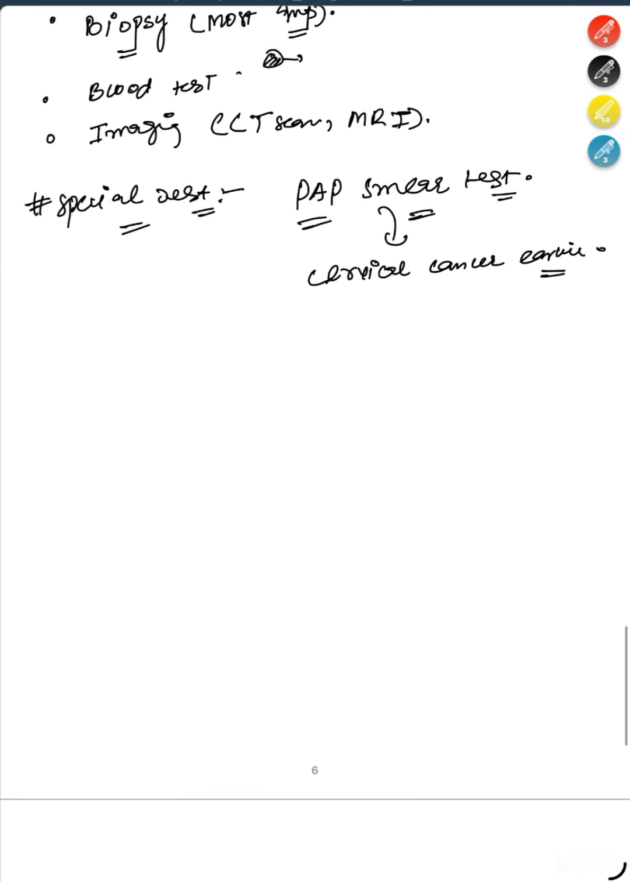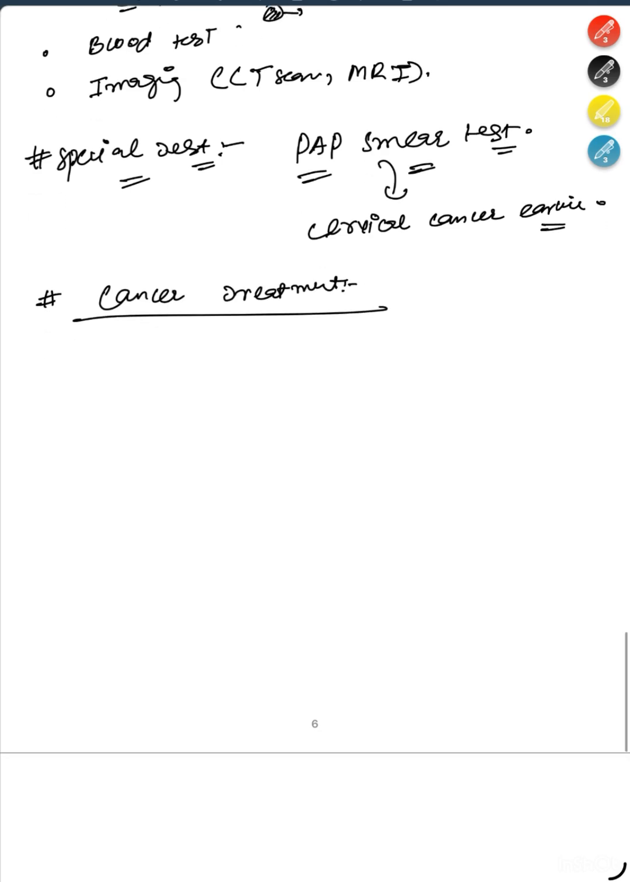Now moving to another topic, that's the treatment for cancer. Basically now we will study how cancer can be treated in any tissue if that tissue is suffering from cancer. First, that's surgery. It simply means removing the tumor. If any organ or tissue has developed a tumor, we can simply perform a surgery and remove that very tumor from that tissue.